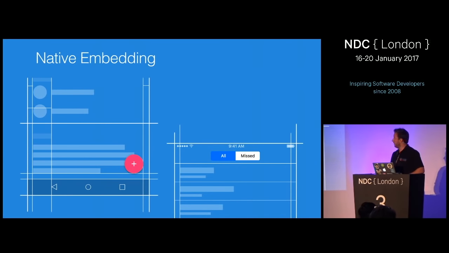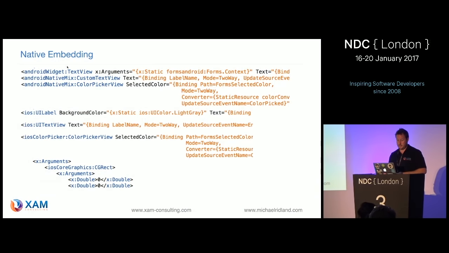One thing that was recently released, which is pretty cool, is native embedding. What it allows you to do is take a control hierarchy, which is Xamarin.Forms and cross-platform, and directly embed native elements into it. So this here is the split view controller, which is iOS only. You can either do that in code or you can do that in XAML. We can see this picture here, with native embedding, the Android widget. TextView is basically an entry element for Android.